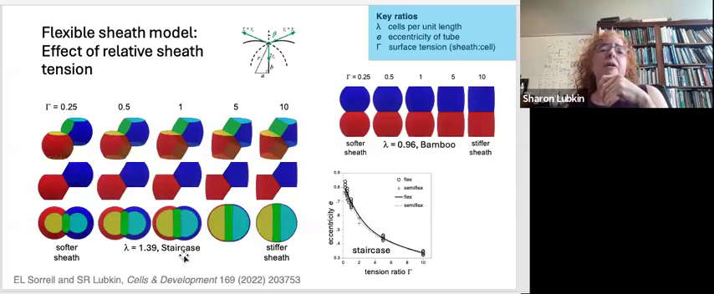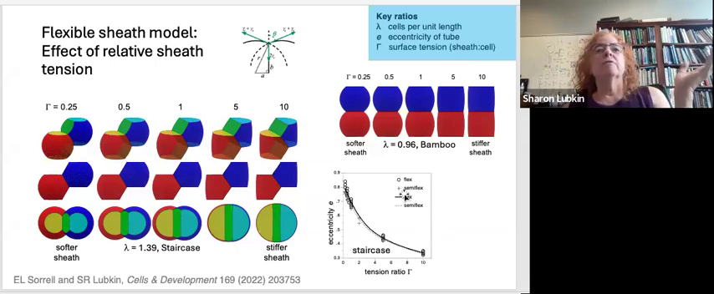As we varied lambda and as we varied the tension ratio, we were seeing different shapes in side view. Not surprisingly, if your sheath is very soft compared to the interior cells, you would expect to see strong cusps where the cells meet each other. And as the sheath gets to be much greater tension relative to the surface tension of the cells inside, the sheath becomes much straighter because the cells inside are accommodating the pressures generated by the sheath outside.